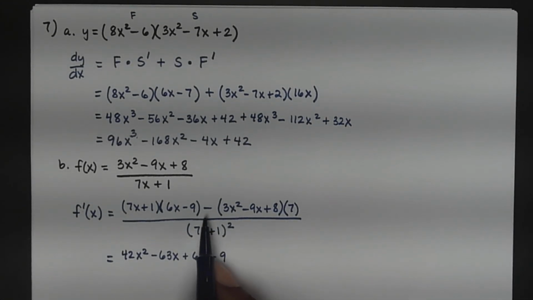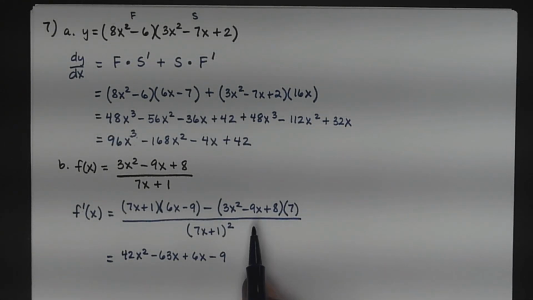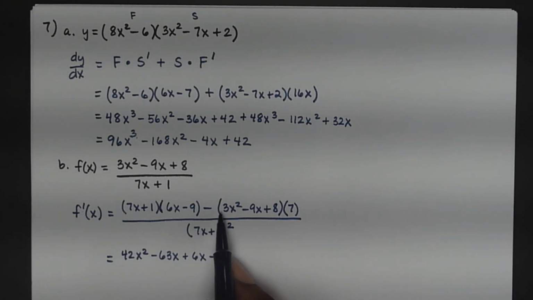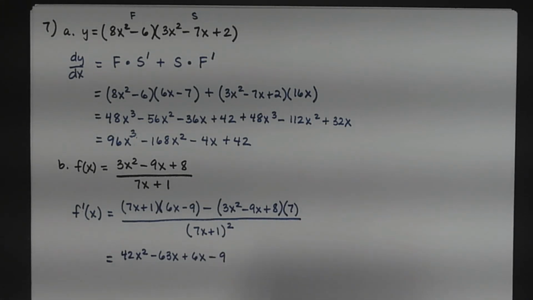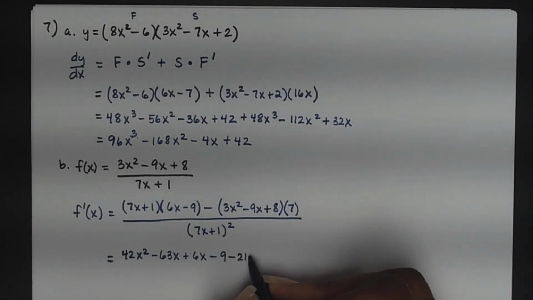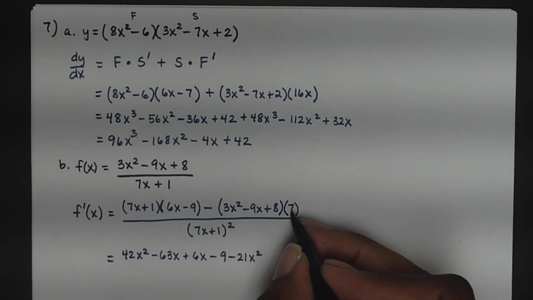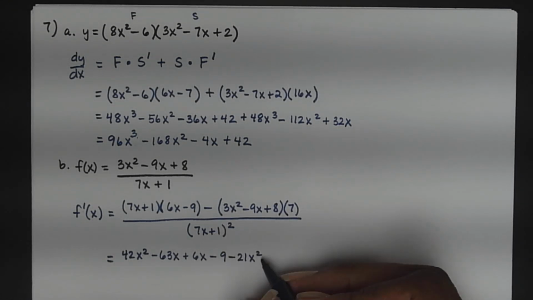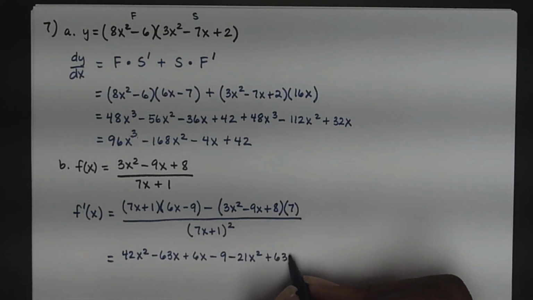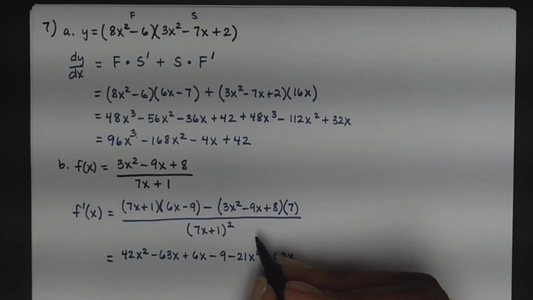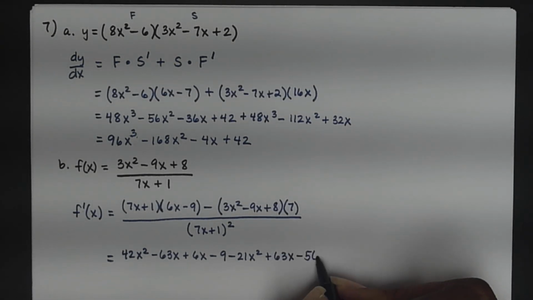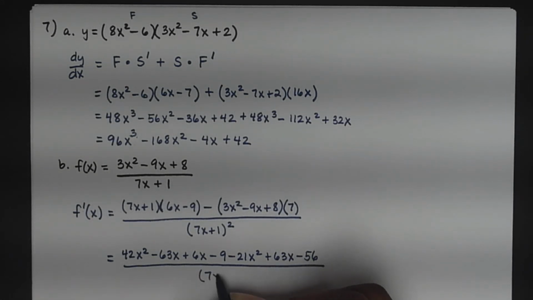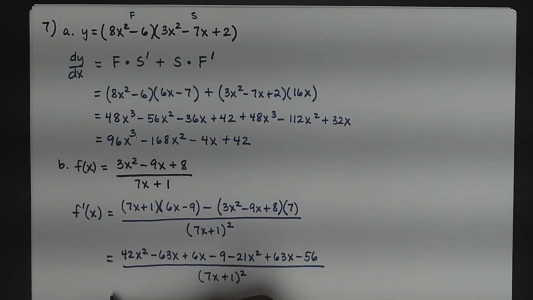Now I'm going to distribute the negative and the 7 over that 3x squared minus 9x plus 8. Well, 7 times 3x squared is 21x squared, but the minus sign will make it minus 21x squared. Then 7 times the minus 9x will be minus 63x. The minus sign will make it plus 63x. 7 times 8 is 56. The minus sign will make it minus 56. All that will be divided by the quantity 7x plus 1 squared.